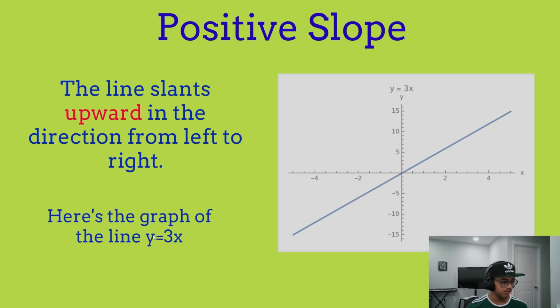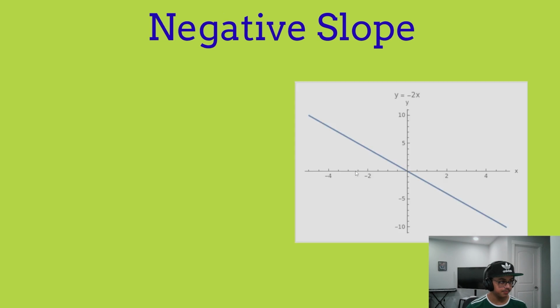And this is the graph for y is equal to 3x, but for any number here, this would be replaced with m, so y would be equal to mx. If m is any positive number, then it would always be a positive slope because it would always go from left to right and also slant upwards. So that is what a positive slope is.